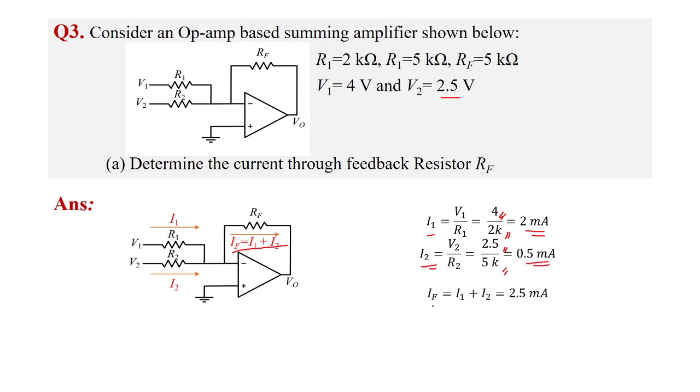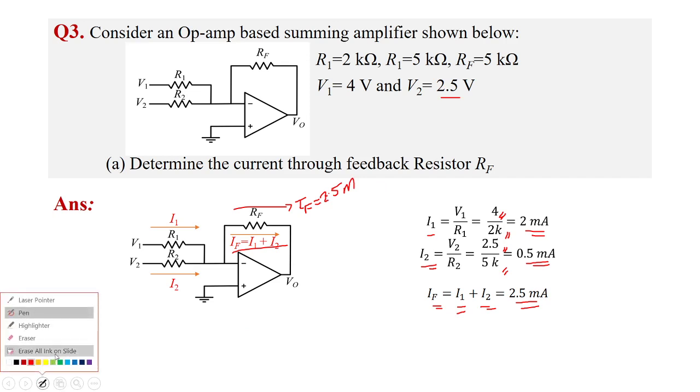So what is IF? IF is the current I1 plus current I2, so 2 plus 0.5, which is 2.5 milliampere. So the net current through RF, IF, is equal to 2.5 milliampere. This is a question related to an adder.